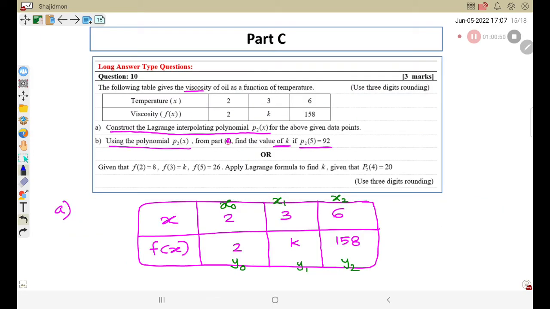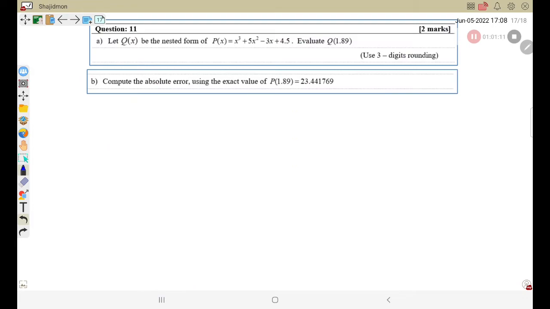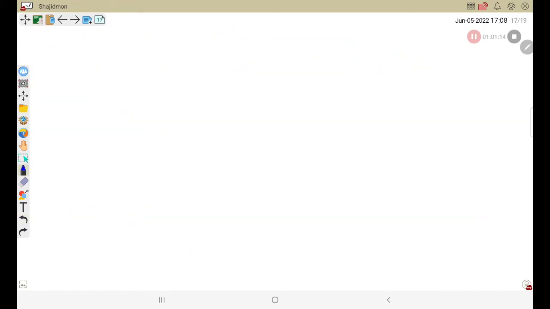Okay, now we will go to the next question. See here, there is an 'or'. Or means either you need to do this question or you need to do this question. One of the questions, both are the same model question only. So I'm going to do the second one. Which one you are feeling easy, you can do that question. So the 'or' part I am doing now. Yeah, now we will go to the or question.